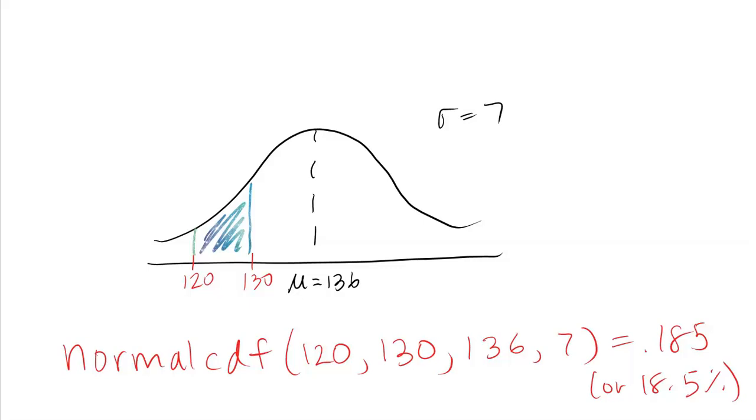So this means you have just under a 20% chance of a randomly selected NBA game being between 120 and 130 minutes long. And again, another way to interpret this is to say that around 18.5% of all NBA games fall in this interval. We're thinking of it in terms of probability, but it's also just a proportion of all of the data that falls in that range.